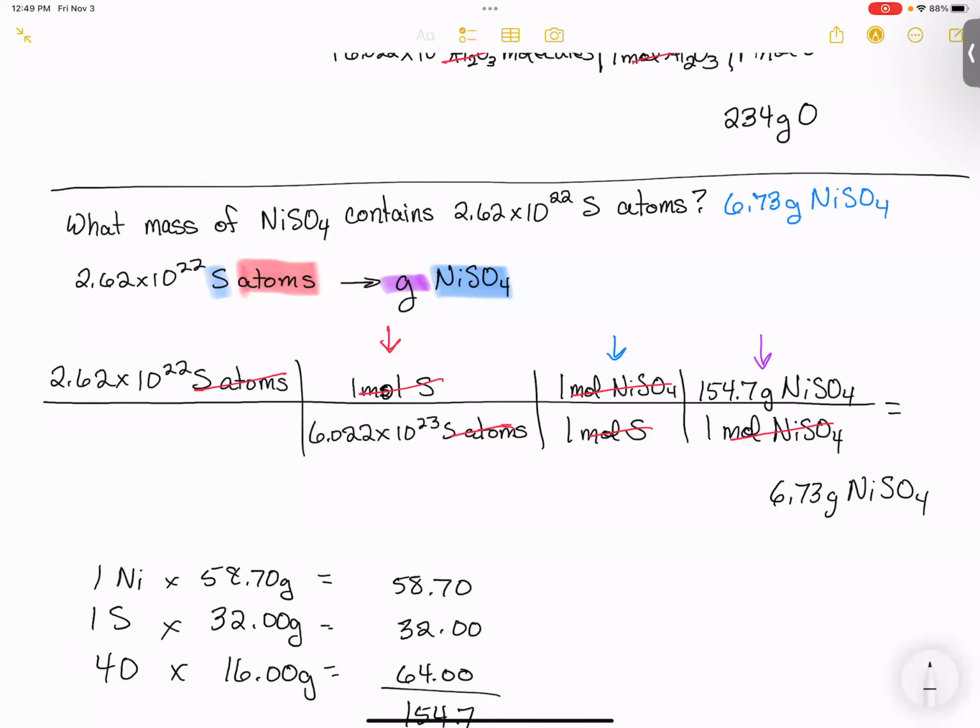If it's associated with just an atom of an element, it's just an atom. If it's associated with a compound, then it's the molar mass of the compound.